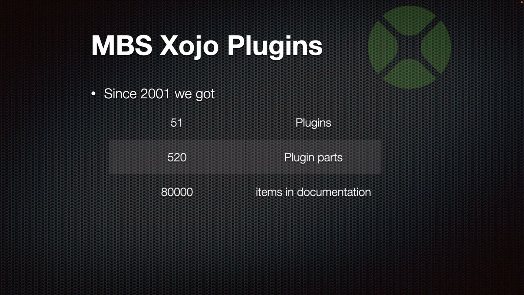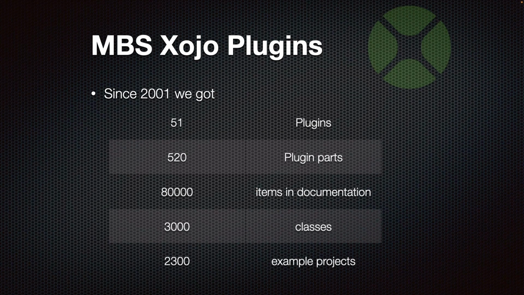Then we have 80,000 items documented. That's a lot of things. And if anything is missing, please use the feedback links on the documentation page to tell me what's missing, because it's so much. We have over 3,000 classes now and 2,300 example projects. So if you have a month of holiday, you could try them all.